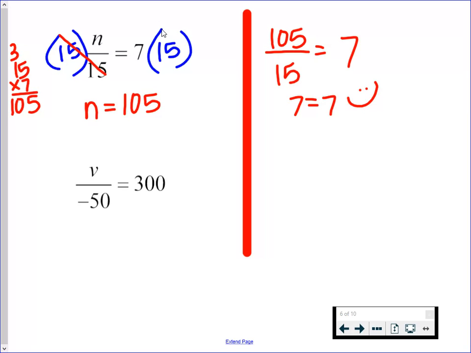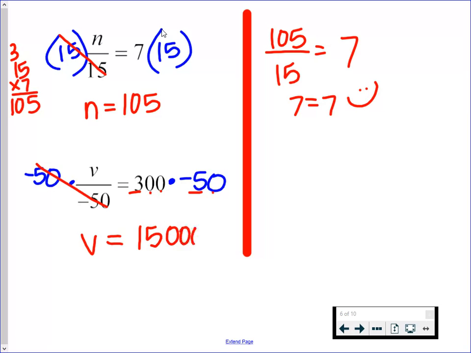V divided by -50, I should be multiplying by -50. Do not use an X. That looks like a variable. A dot or parentheses are your choices. 3 times 5, 15. 1, 2, 3 zeros. 1, 2, 3. Positive times a negative, a negative.